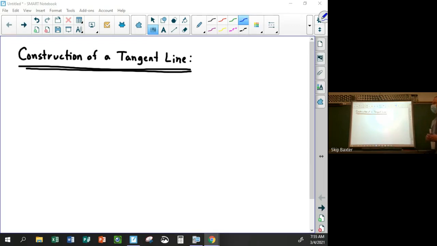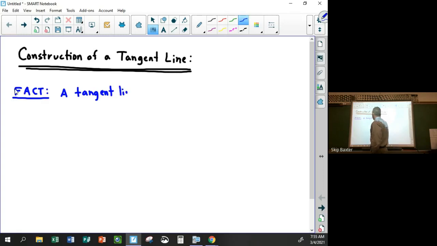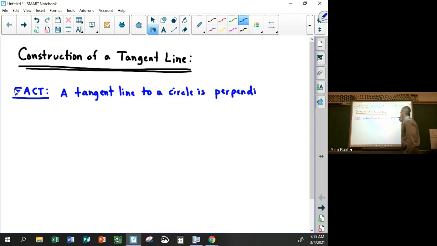So in order to do this construction, there's an important fact that's true about tangent lines. And the fact is that the tangent line to a circle is perpendicular to the radius drawn to the point of tangency.